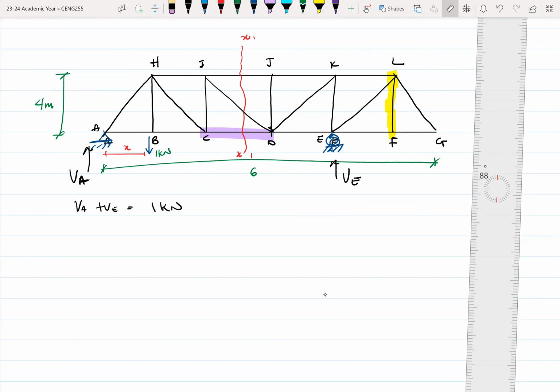I can take this away. I don't need a 6. It's already up there. So you have a 1 kilonewton load at B. We know the distance from A to B to be 3 meters, but because it's a moving load, we represent its distance as X. If you take the summation of moment about A equal to 0, then it's VE times 18. Sorry, times 12.